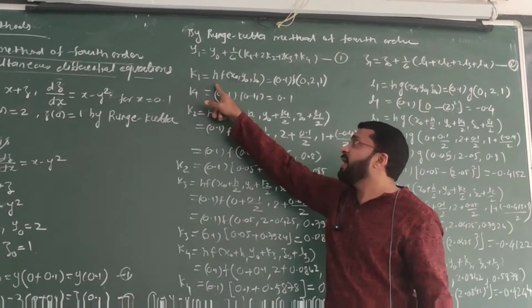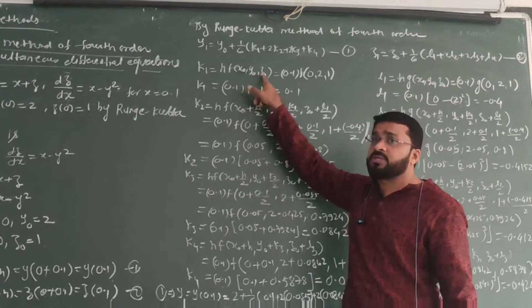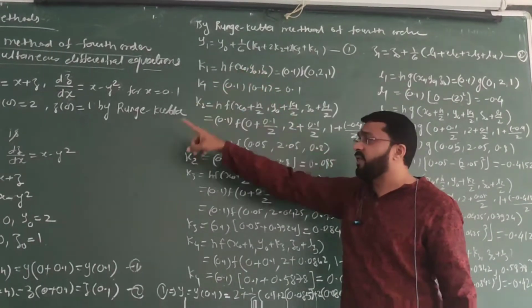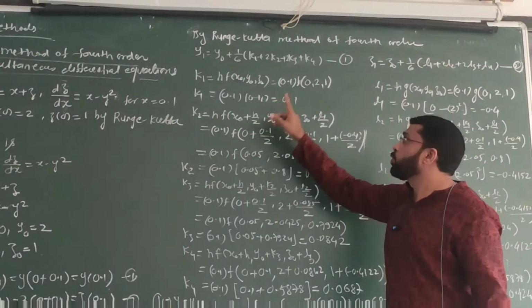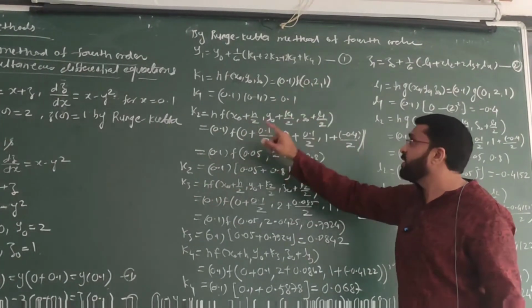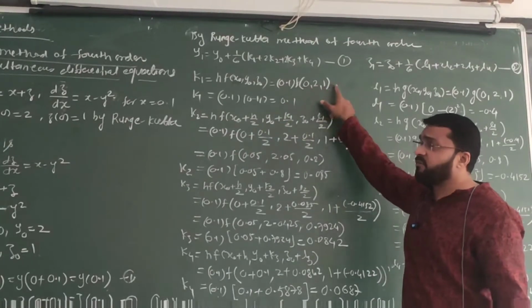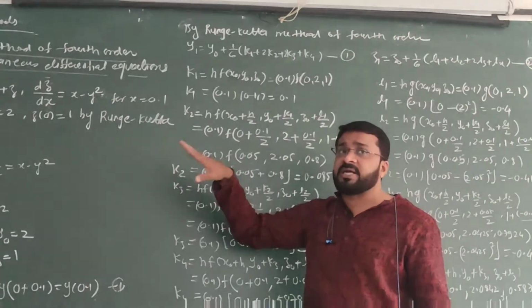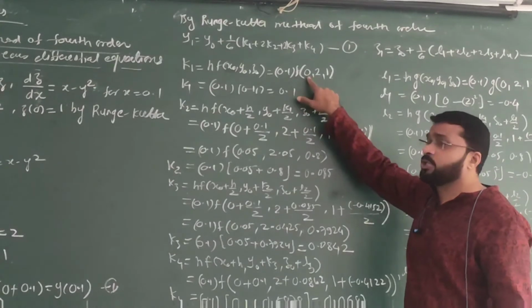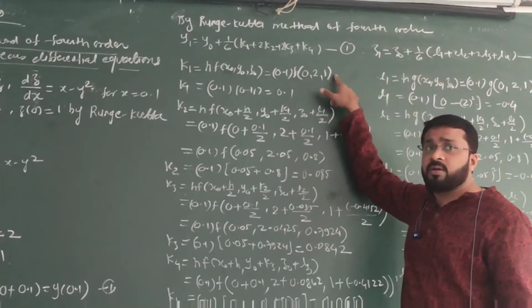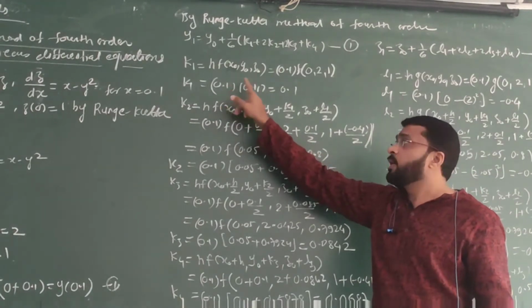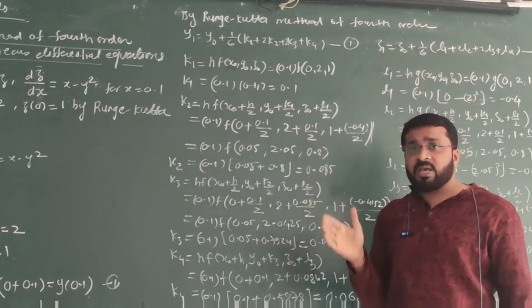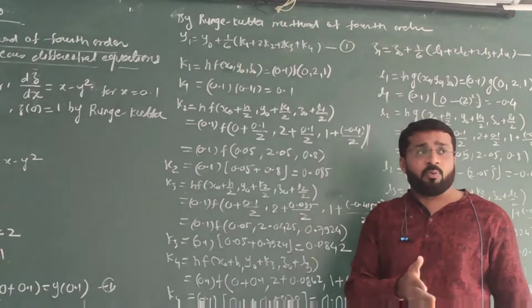k1 का फॉर्मूला है h f of x0 y0 z0. ओके, x0 अभी डिफाइन किया हमने, it is what 0. उसके बाद y0 भी डिफाइन किया, it is 2, और बाद में z0 डिफाइन किया, it is what 1. Now function f is defined as how it is x plus z. तो यहाँ पे हमारा x कोऑर्डिनेट है 0 और z कोऑर्डिनेट is what 1. तो 0 plus 1 करेंगे हम फंक्शन में और 0.1 से मल्टीप्लाई करेंगे, so we'll get the value of k1.